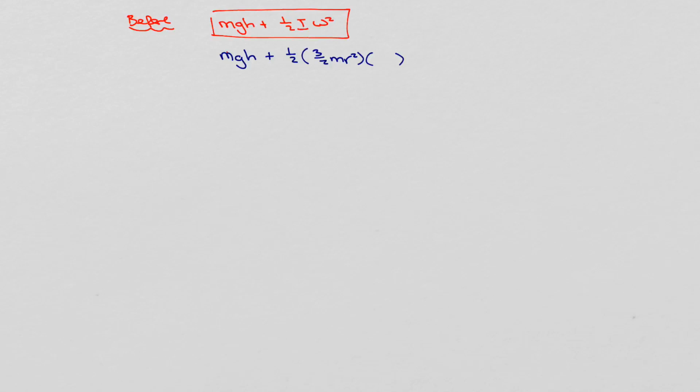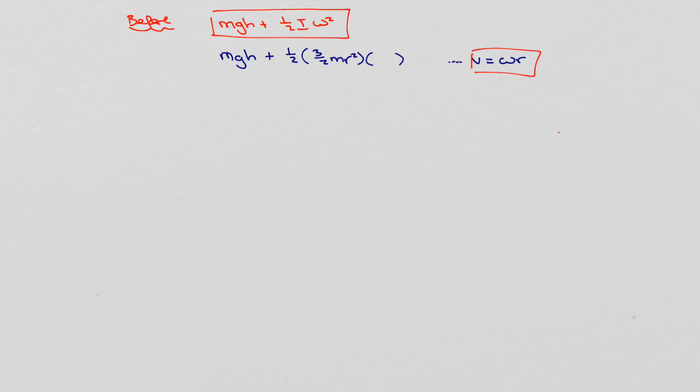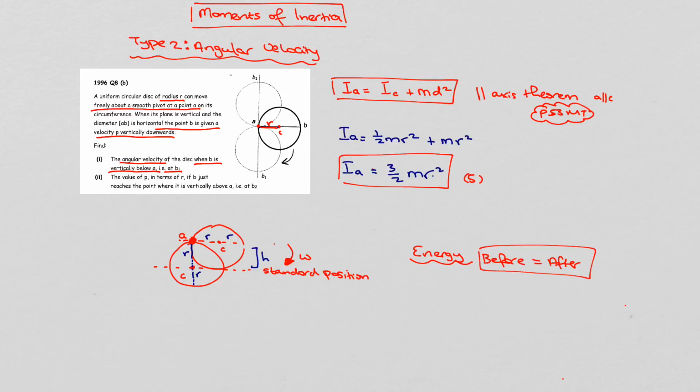Well, angular velocity, how are we going to get that? We know that it is given an initial velocity, if we go back, of p. So it's given a velocity p vertically downwards. Therefore, if I'm looking for the angular velocity, omega is going to equal p over r, where r is the radius of rotation. Now again, just be careful not to just stick in r, because if you look at this, the radius of rotation is actually going to be 2r.